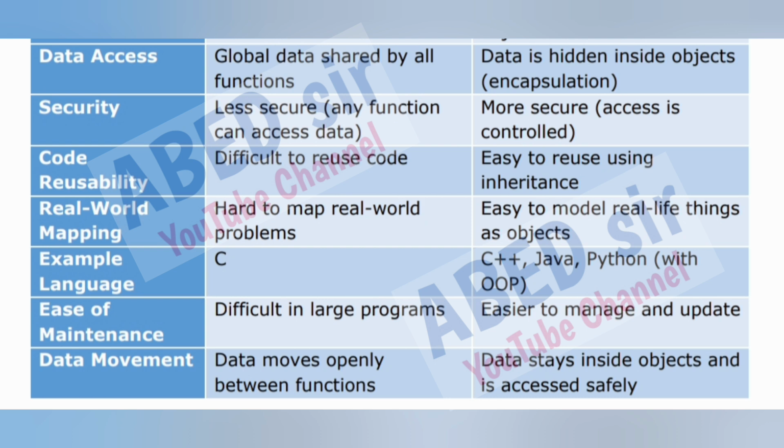Real-world mapping: hard to map real-world problems versus easy to model real-life things as objects. Example languages: C versus C++, Java, Python with OOP. Ease of maintenance: difficult in large programs versus easier to manage and update. Data movement: data moves openly between functions versus data stays inside objects and is accessed safely.